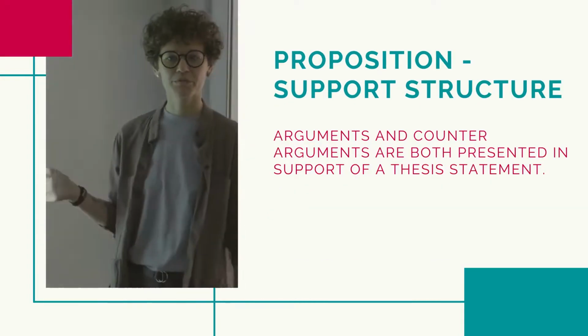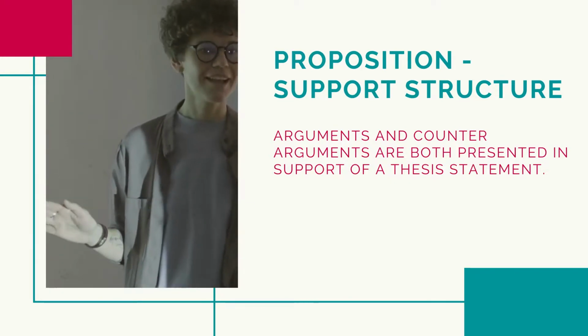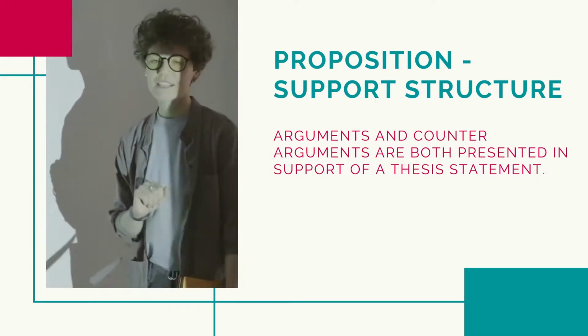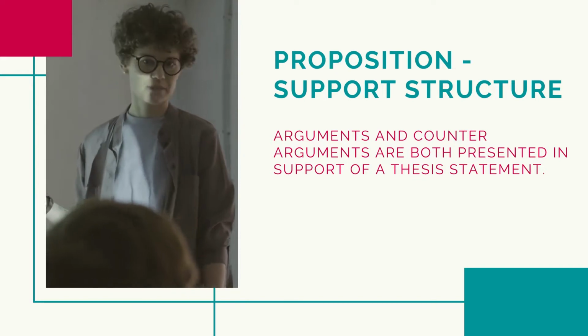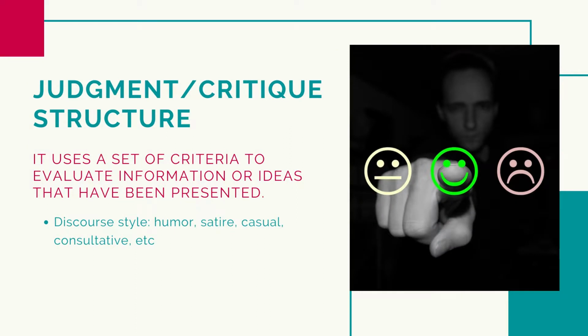Proposition support structure is similar to problem solution, although arguments and counter arguments are both presented in support of a thesis statement. This type of structure is commonly observed in writing that aims to persuade the readers, such as editorial articles. There are more text patterns, but the last to be discussed is judgment critic structure. It uses a set of criteria to evaluate information or ideas that have been presented. It often uses discourse style like humor, satire, consultative, etc., which affects the complexity and understanding of this type of text. This type of structure is observed in play and movie reviews.